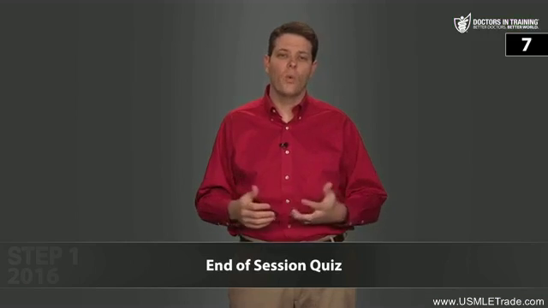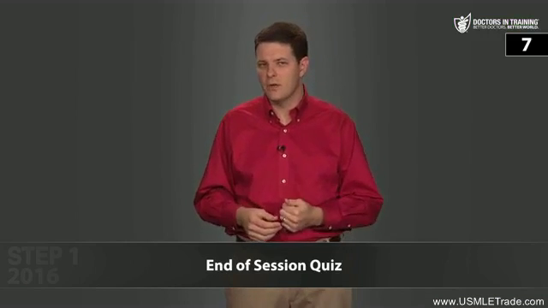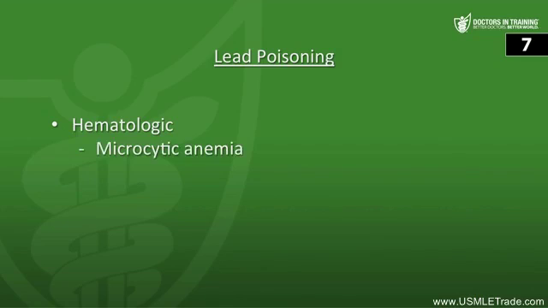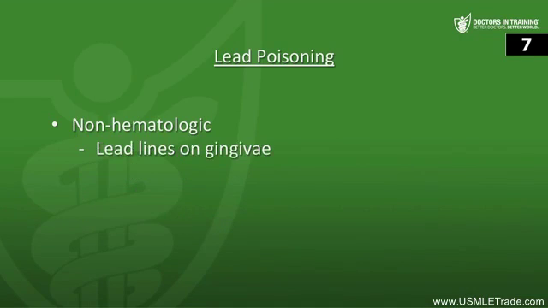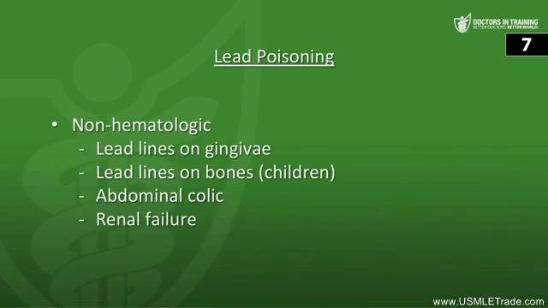And the last question, what are the hematologic and non-hematologic findings in a patient with lead poisoning? So the hematologic findings include microcytic anemia, basophilic stippling, and then the non-hematologic findings include encephalopathy, memory loss, headaches, foot drop and wrist drop, there's lead lines on the gingivae, lead lines on the bones in children, abdominal colic, and renal failure.